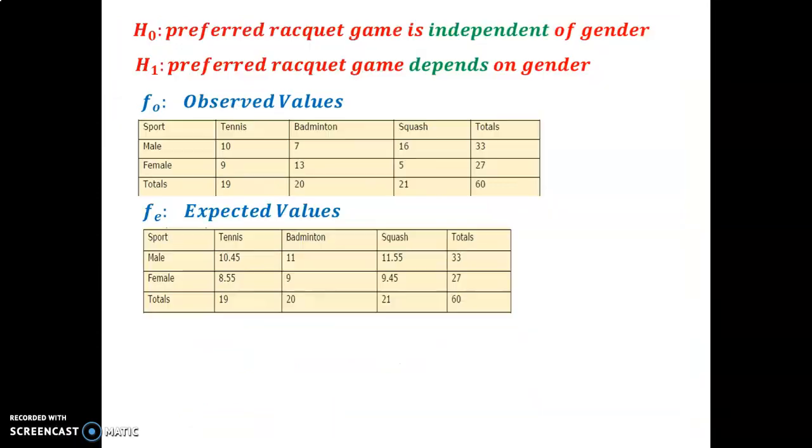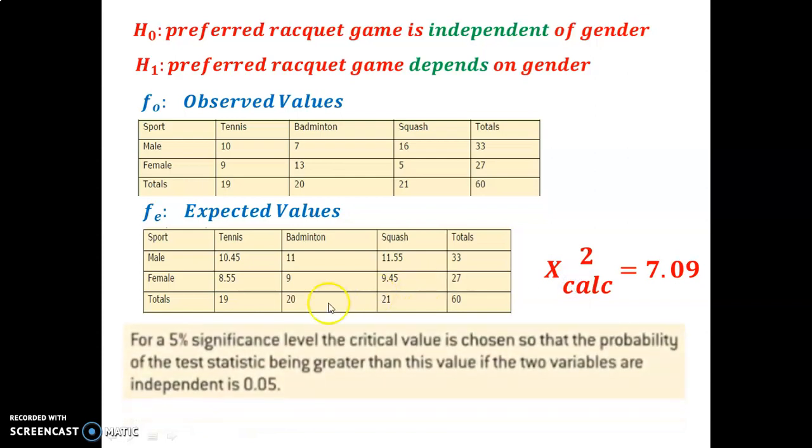Let's talk about some more things. So here are our observed values, expected values. There's our calculated value. Now, we said that in chi-squared testing, we often set a significance level of either 10%, 5%, or 1%. 5% is a very common measure. So it says for a 5% significance level, the critical value is chosen so that the probability of the test statistic being greater than this value, if the two variables are independent, is this.